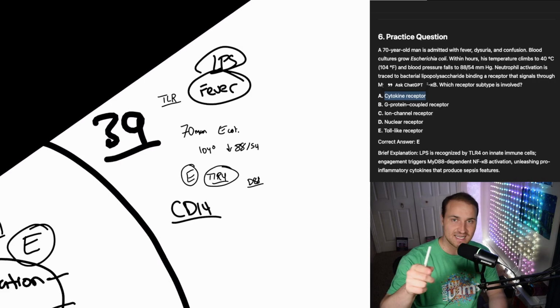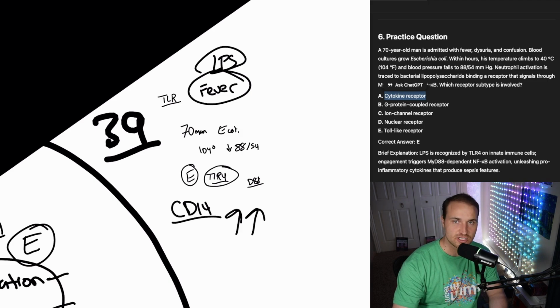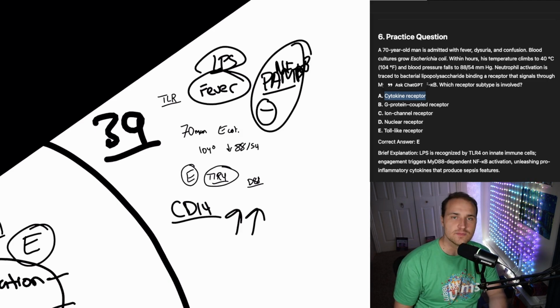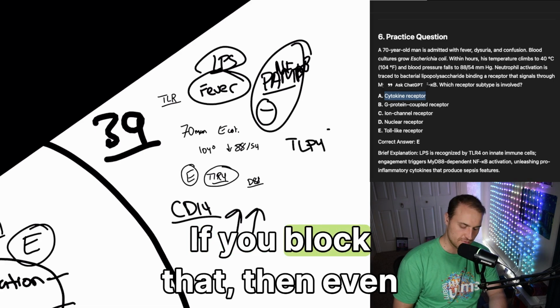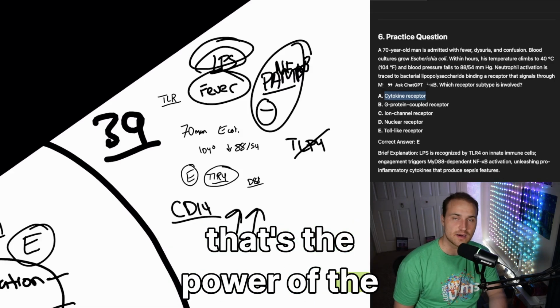Then MyD88 can rush in, and then IRAK, IKB, all that cascade effect happens. Your IL-6s, blood vessels just dilate, neutrophils swarm, fever spikes, sepsis. So whenever they mention gram negative PAMPs, NF-kB, then the answer is just toll-like receptors. So you block the TLR4, toll-like receptor 4. If you block that, then even tons of lipopolysaccharides aren't going to do anything. And that's the power of the innate immune system.